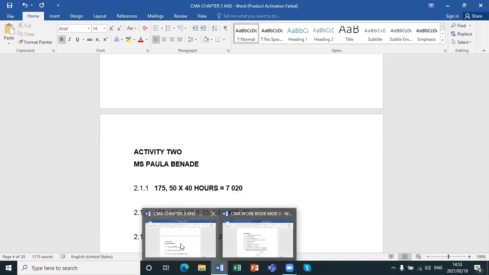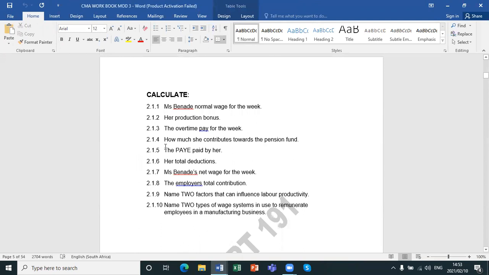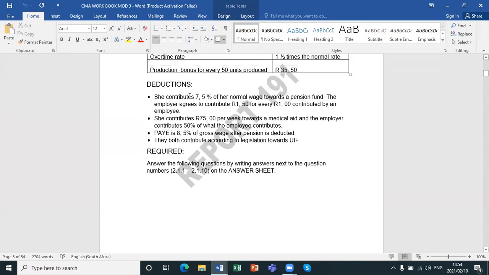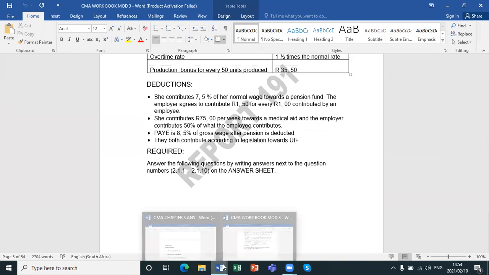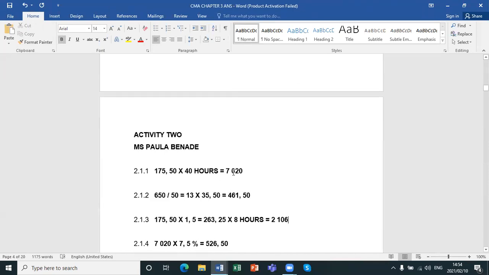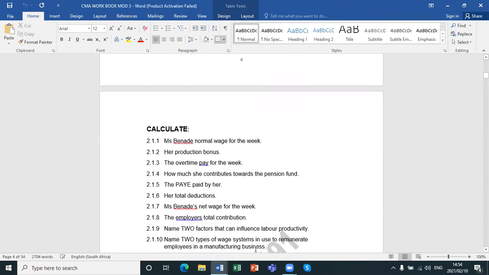Let's see, what do they want in 2.1.4? How much does she contribute towards pension? Now let's go here. Pension, 7.5% of normal wage. So what's a normal wage? R7,020, which you calculated in 2.1.1, times 7.5%, and there is that amount. That's the pension.